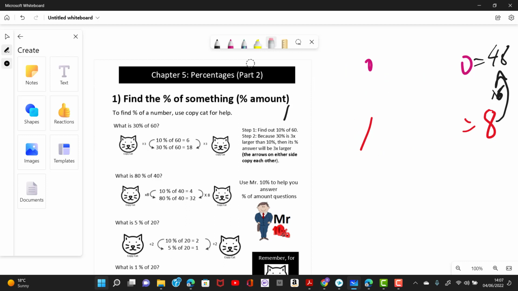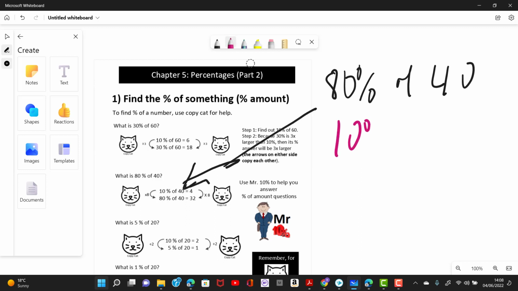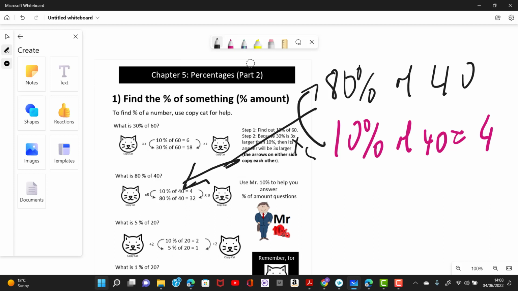Again, you don't have to do that. You can always do the method I showed you before. But let's do one more example. Let's say 80% of 40, which is this one here we're doing. Again, I'll work out what 10% of 40 is, which I can do in my head, which is 4. And then to get to here, times by 8. So I times the answer by 8. So 8 times 4 is 32. Okay, so that's the way to do things in your head.